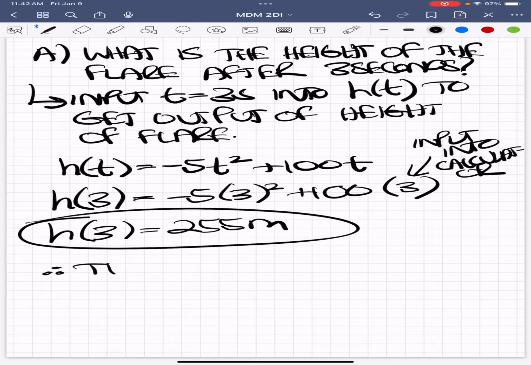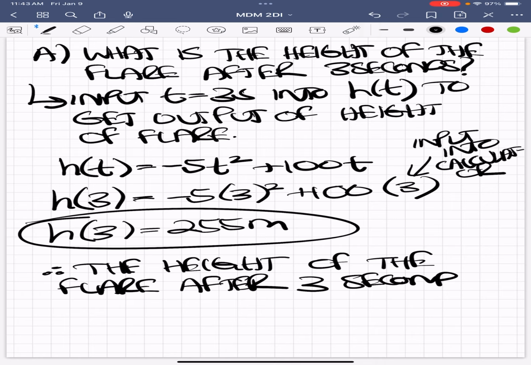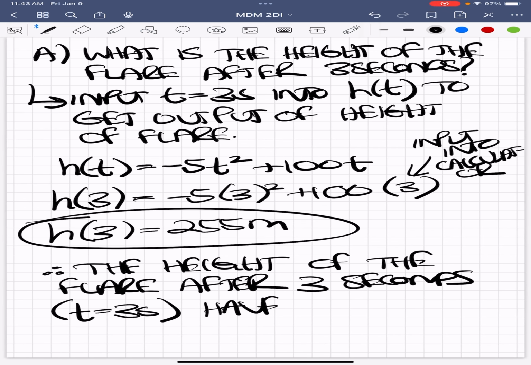The height of the flare after 3 seconds have passed is 255 meters.